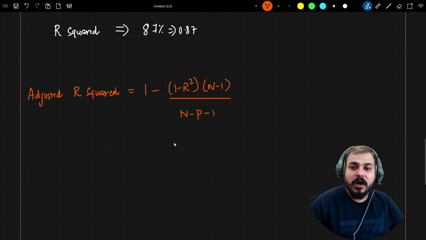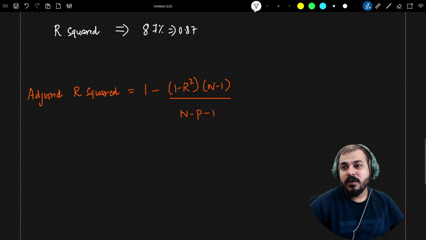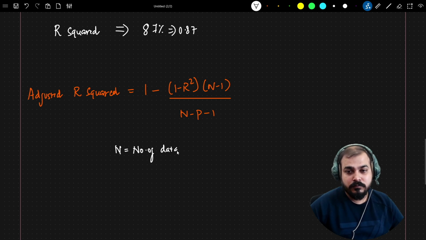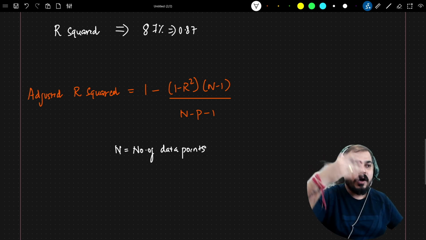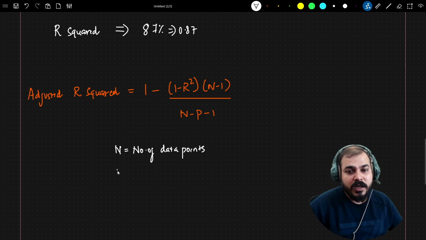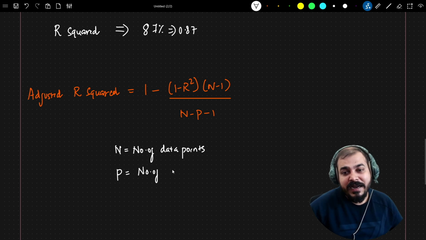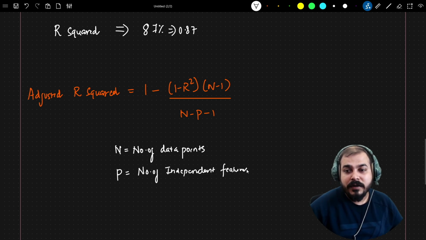Okay. Now, let me talk about what is this N, what is this P and all, right? So N is nothing but, we basically say number of data points. So that basically means in our data set, how many data points are actually there. Okay, and P basically indicates number of independent features that we are using.